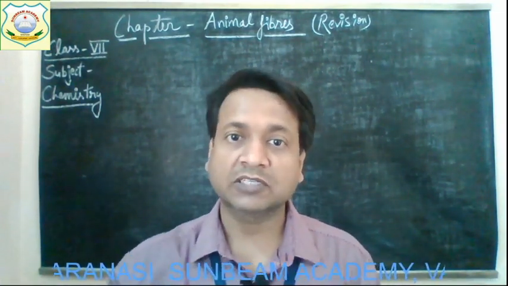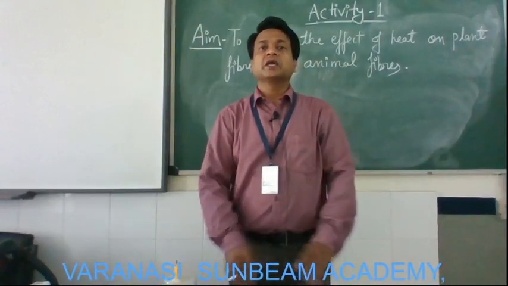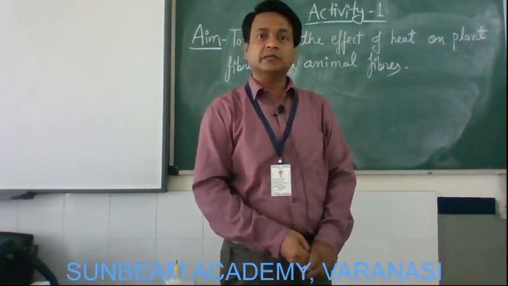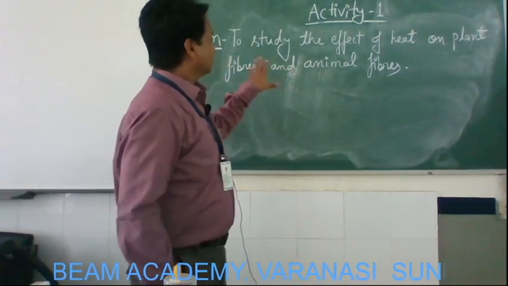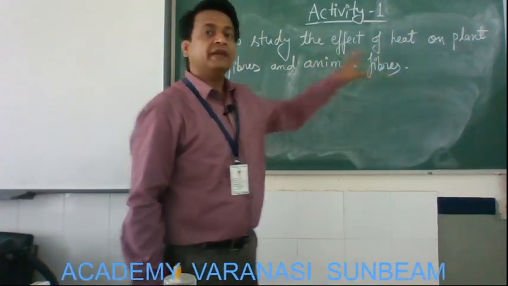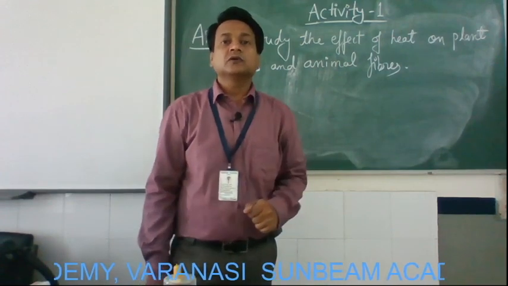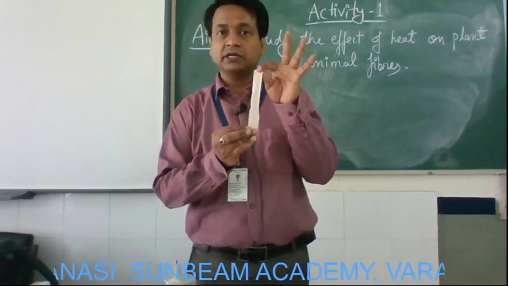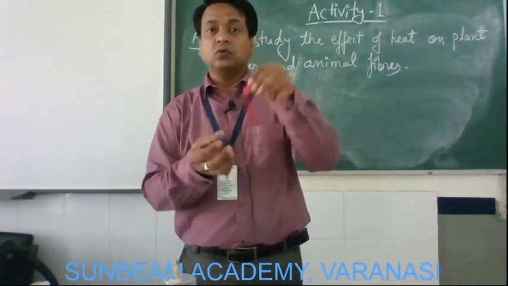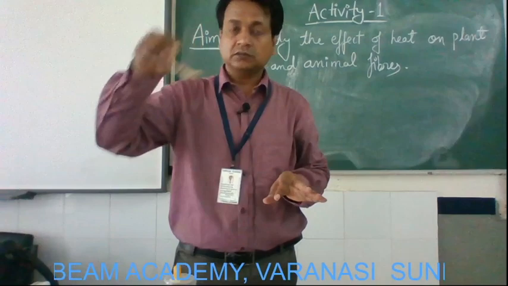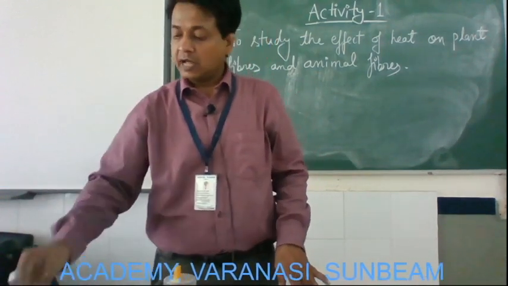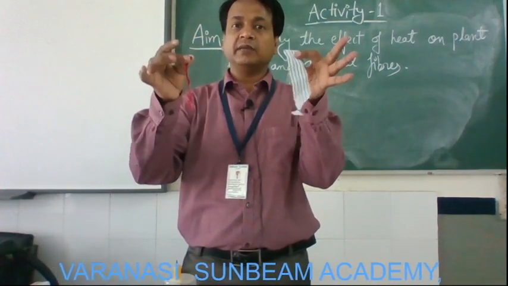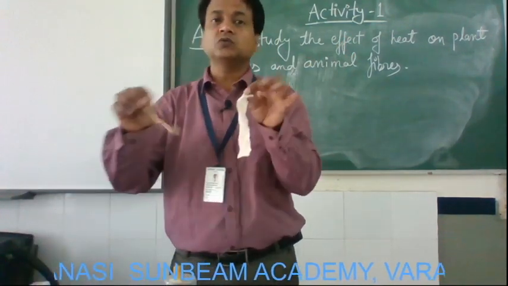So I'm going to demonstrate this activity. Children, today we will demonstrate activity number 1 of chemistry. According to our syllabus, the aim of the activity is to study the effect of heat on plant fibers and animal fibers. For this, the materials required are a small strip of cotton, woolen, jute and silk. Out of these four, two are animal fibers, that is wool and silk, and cotton and jute are the plant fibers.